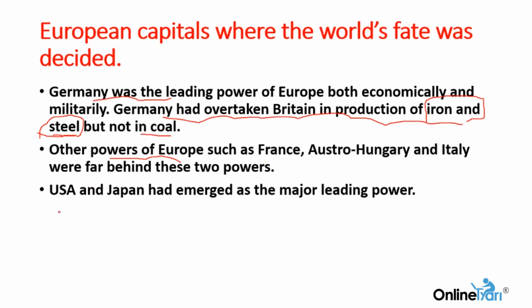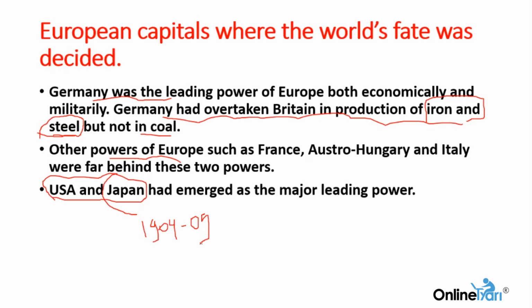But there was one strange thing that emerged during that time: it was not the European powers who were rising at that much speed, but USA and Japan. USA had overtaken Britain and Germany in production of coal, steel, and iron, and Japan similarly defeated Russia in 1904 to 1905. So Japan emerged as a major power in Asia, and USA on the other hand emerged as the world power at that time.